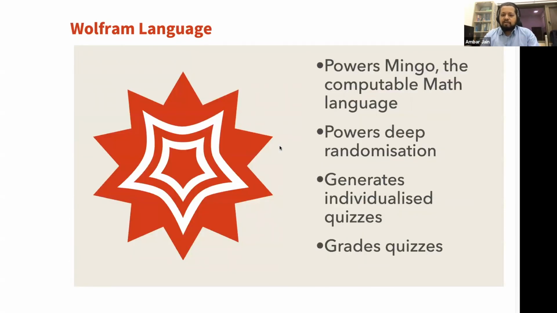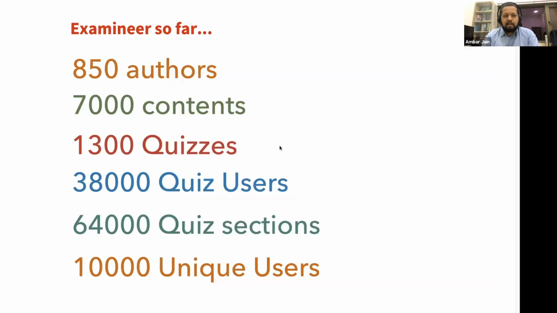So as I've mentioned, Wolfram Language is really the core of it. It's the soul of the system. It powers Mingo, the computable math language that we use. It powers deep randomization. It generates individualized quizzes and also grades quizzes for students. This is where the Wolfram Language comes in. And Examiner, so far, we've only released it in India.